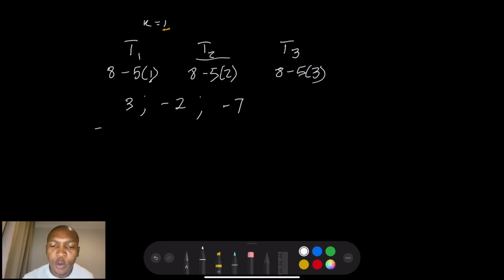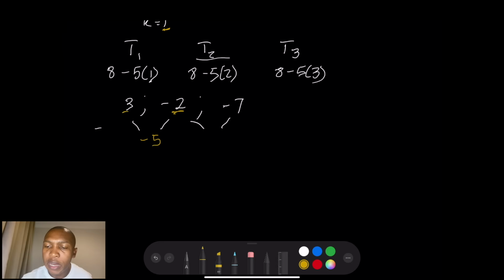Okay, so if I look at it, let's take the difference there. The first difference, term 2 minus term 1, so that's negative 2, subtract 3, so that would give me negative 5, agree? Then term 3 minus term 2, negative 7 minus a negative 2. So you should be careful there.